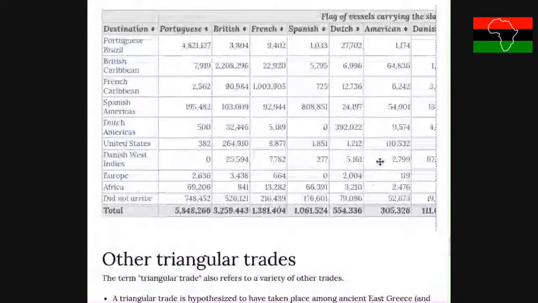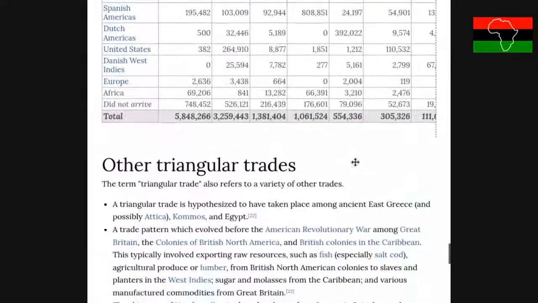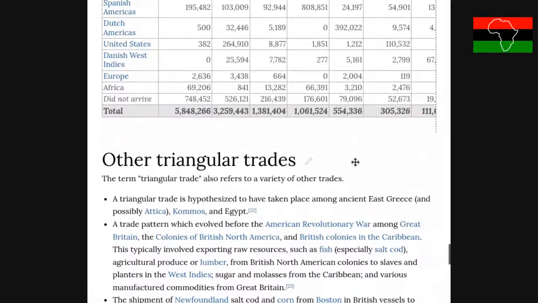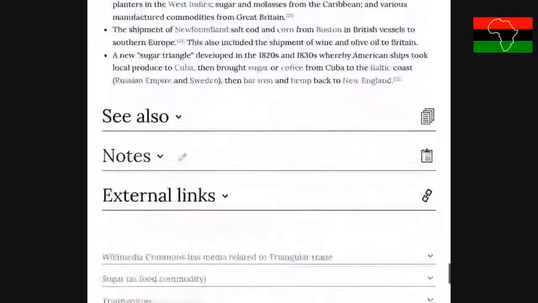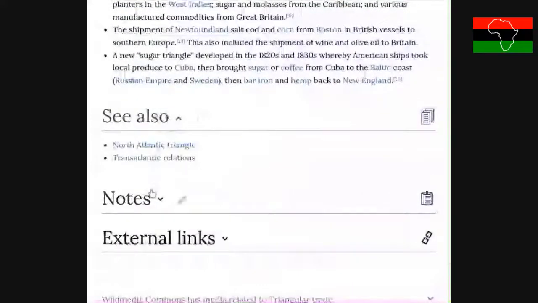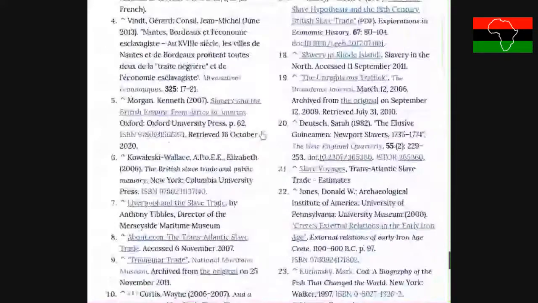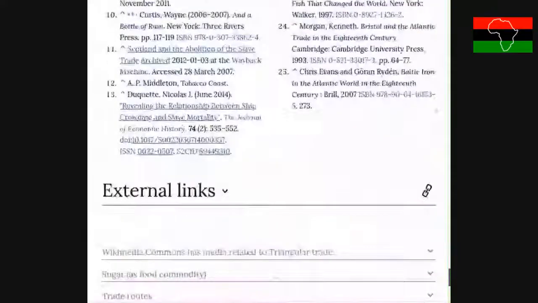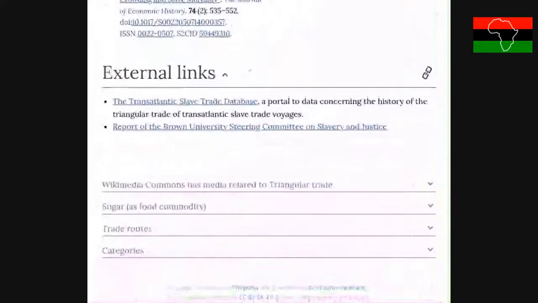All right, so that's the little chart right there. I'm not going to go into all of that. Okay, so you can also see at the bottom of the page, you got the notes, you got the references, you got the external links, right? Okay. See what else I want to pull up.